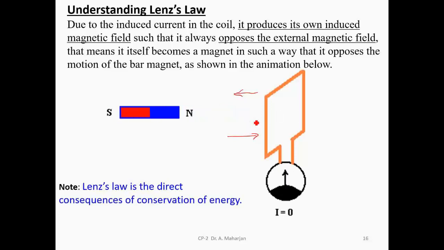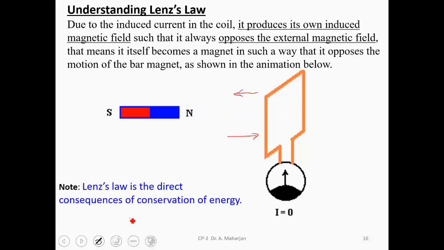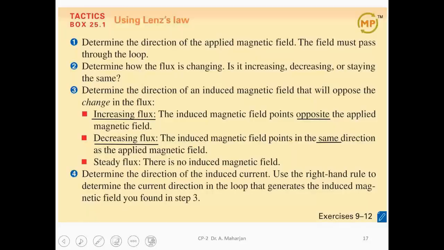So Lenz's law is just a consequence of the conservation of energy. Your work done is basically being converted into electrical energy. That's what is happening, and without an opposing force, it's not possible. Otherwise, you would be producing electrical energy out of nothing, and that violates the principle of conservation of energy. So Lenz's law is a direct consequence of conservation of energy. It's nothing new.